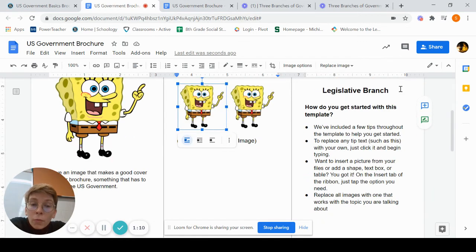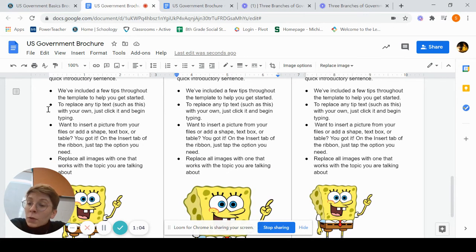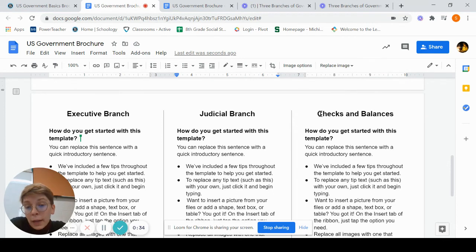So have one on the legislative branch, the executive branch, the judicial branch, and once again, delete all of this text and replace it with information of your own. You can look at the PowerPoint from yesterday. I've linked a website. You have videos. Use all of this information and just pick out the parts that you think are the most important. So what are their jobs? Who's a part of these, and how do they work? So make sure also to include checks and balances.